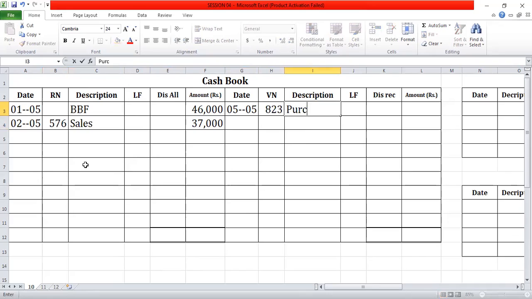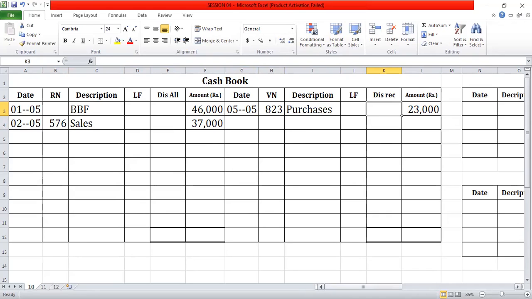Purchases. Amount is 23,000. One should not record this value with the discount received. That is for a different purpose. All the payments should be recorded in the amount column.